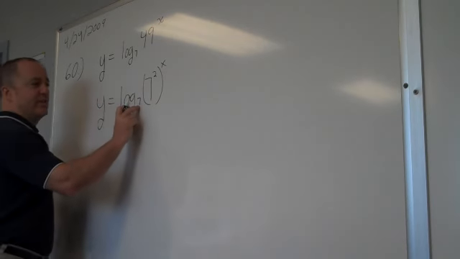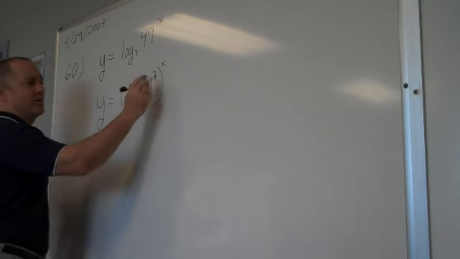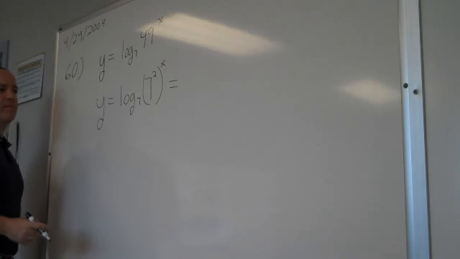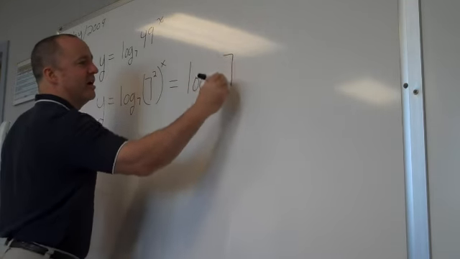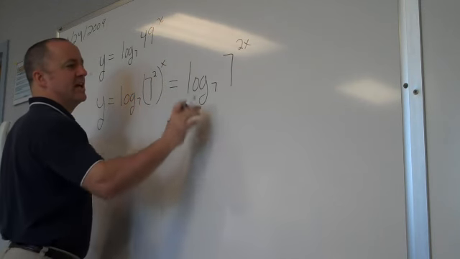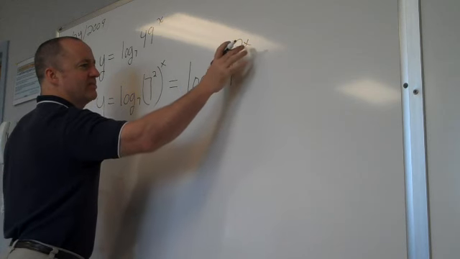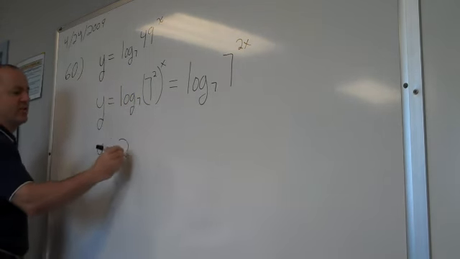Well, now the log base 7 of 7 to a power will cancel. But first, before we do that, what do you get when you raise a power to another power? You multiply them. So this is log base 7 of 7 to the 2x. And the act of taking the logarithm base 7 of another exponent with 7 as its base, those two things cancel out, and this is just y equals 2x.